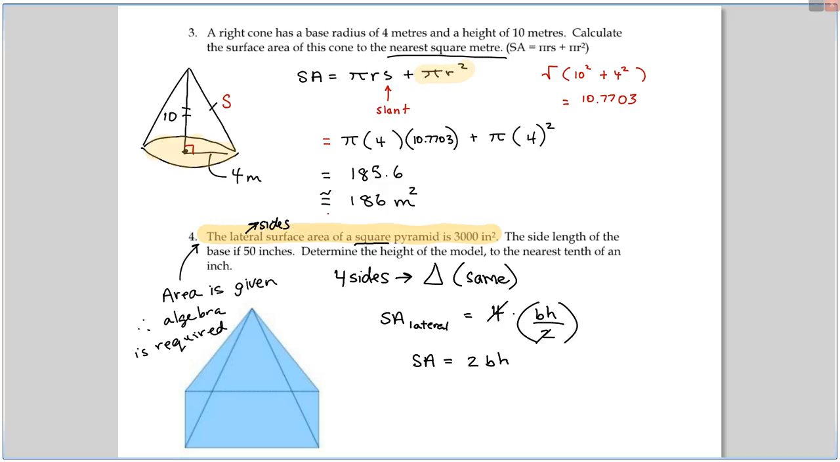Now I can input the things that I know. What is the 3,000? So that goes here. The 2 is 2. What do I put for B? The base is 50. So I don't know H. Look what it says. Determine H.